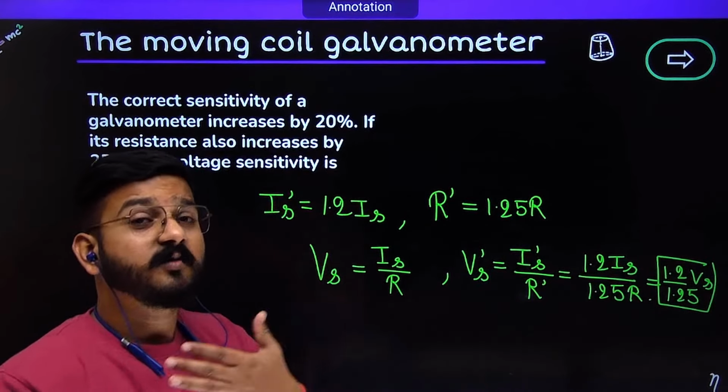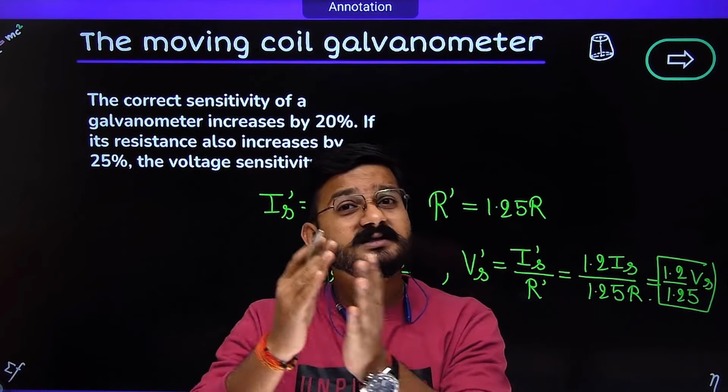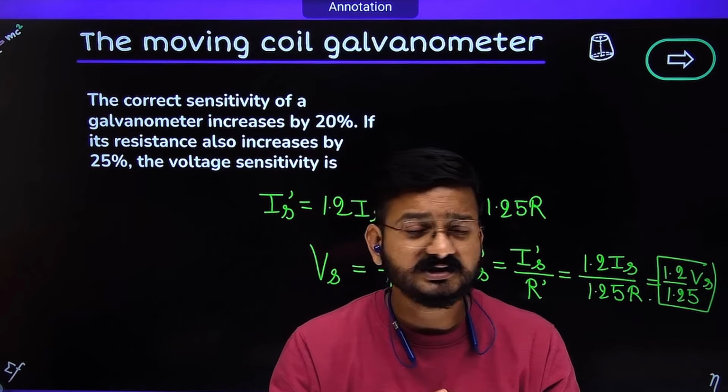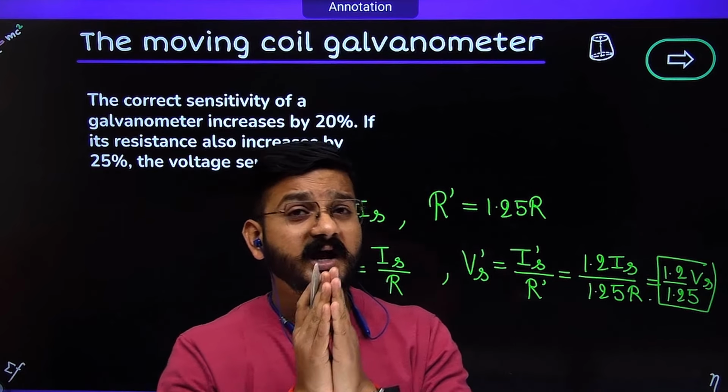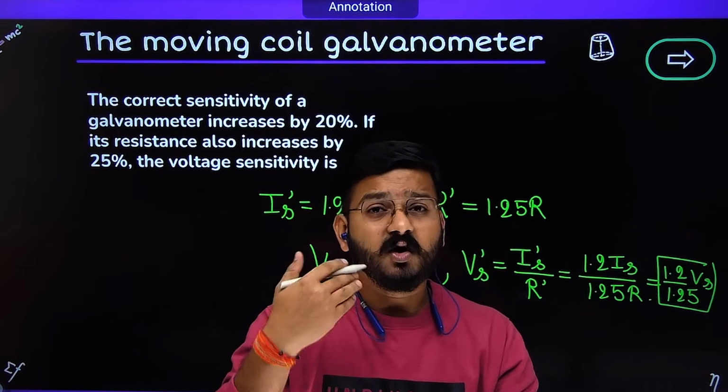You want to find out how much change will happen. How will you find the change? Final minus initial divided by initial into 100. Correct? That's how you find the percentage change. I would like you guys to solve it and write your answers in the comment box, by what percentage it will increase or decrease.